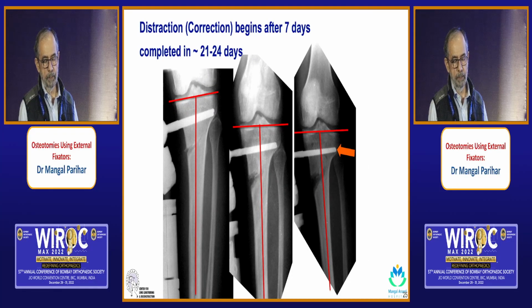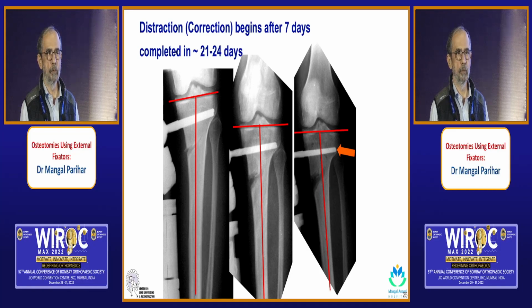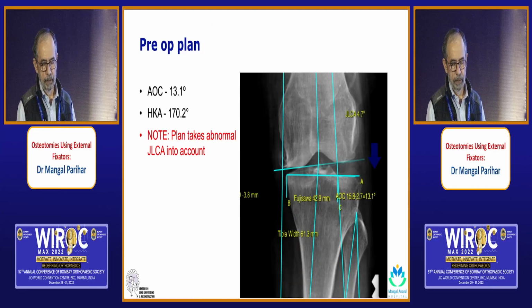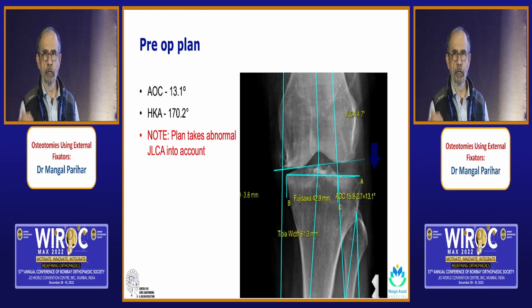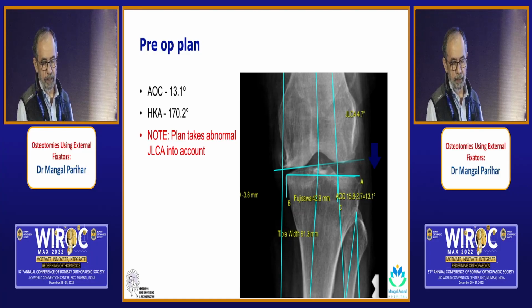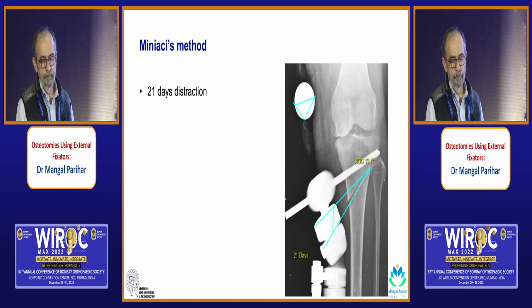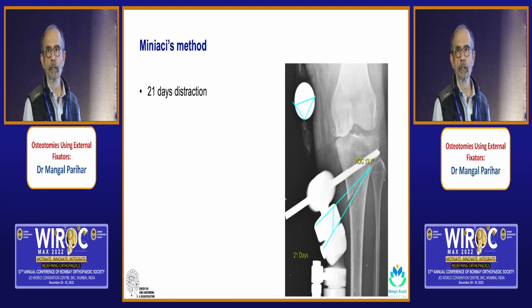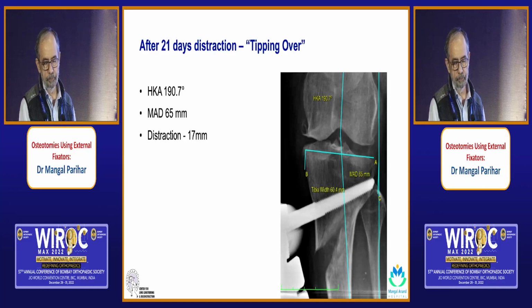The distraction begins after 7 days, and usually it's completed in about 21 to 24 days. The patient turns at about 1 millimeter per day, and by the principles of Ilizarov, this gradually will correct that deformity. So here's the pre-op plan. The angle of correction is 13 degrees. The HKA is 170. There are newer methods of taking the JLCA into account, and in this planning, we've done that. We've taken the JLCA into account, and by that, we get 21 days of distraction.